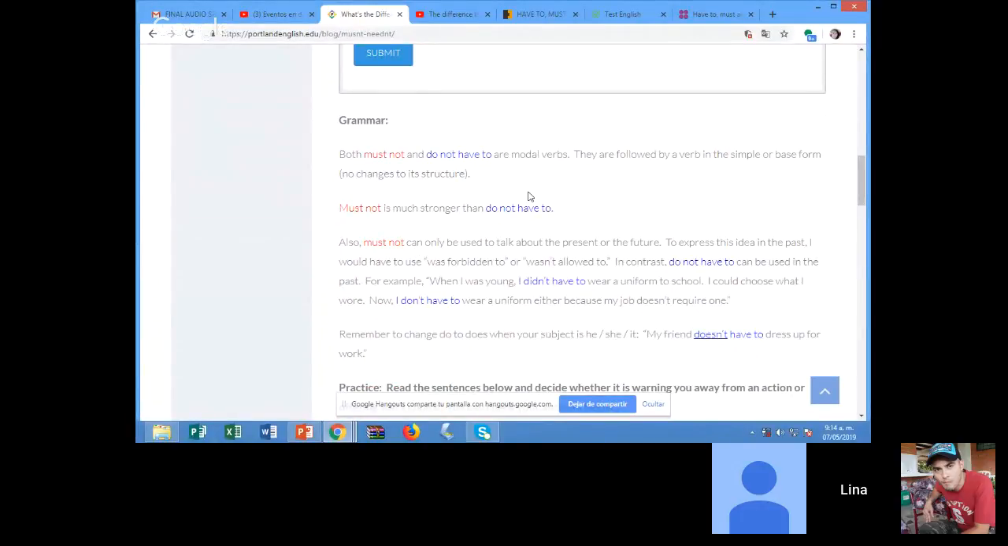Both "mustn't" and "do not have to" are modal verbs. They are followed by a verb in the simple or base form, with no changes to its structure. "Must not" is much stronger than "do not have to." Also, "must not" can only be used to talk about the present or the future. To express this idea in the past, I will have to use "was forbidden to" or "wasn't allowed to."